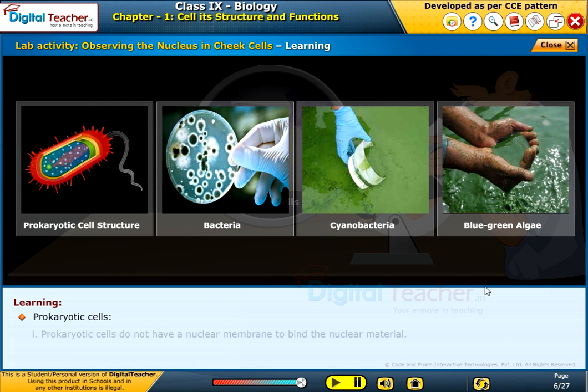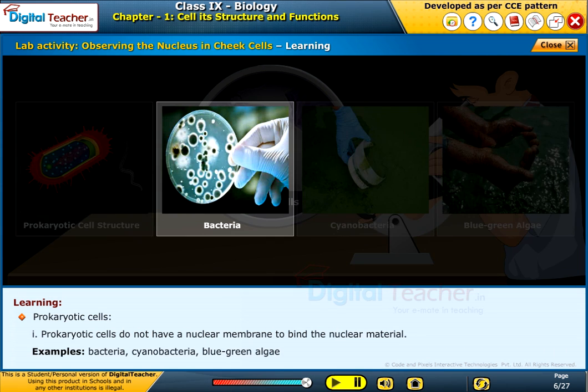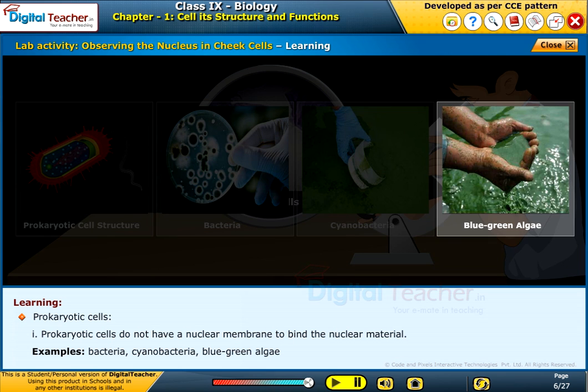Prokaryotic cells. Prokaryotic cells do not have a nuclear membrane to bind the nuclear material. Examples: bacteria, cyanobacteria, blue-green algae.